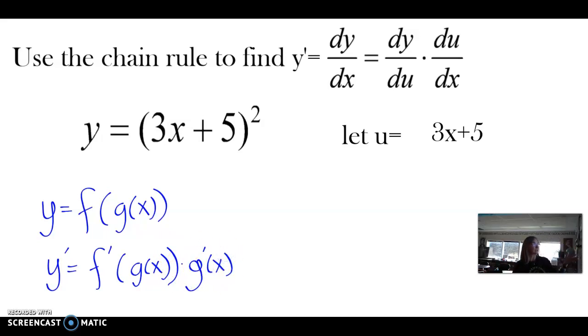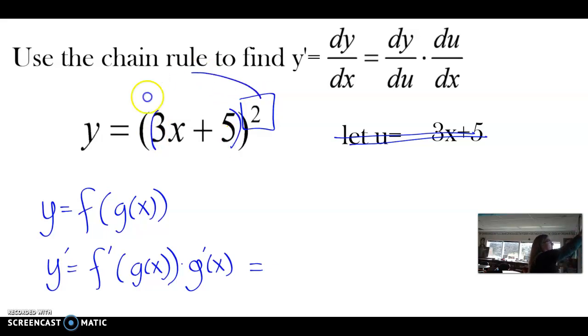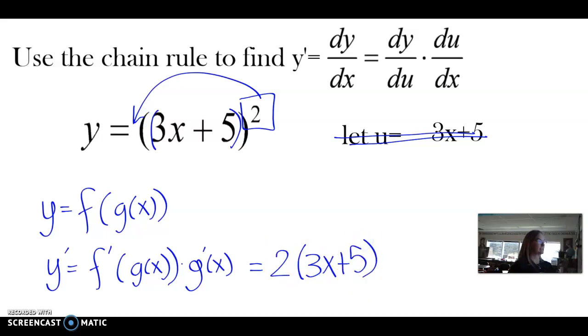which now, our inside is 3x plus 5, and our outside function is the squaring. So we're just going to ignore the inside for right now and use the power rule. You bring that 2 down, leave the inside alone, and the power rule says we subtract 1 from the exponent, so 2 minus 1 would be 1. So to the first power, which we don't need to write.